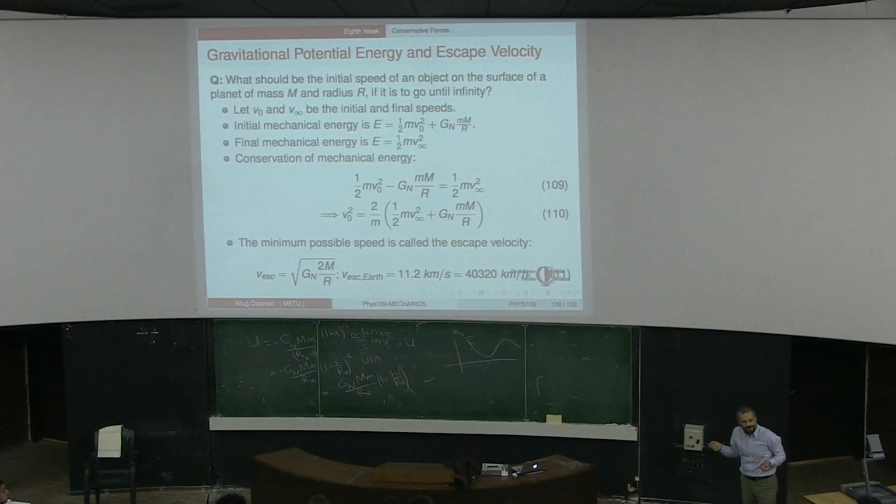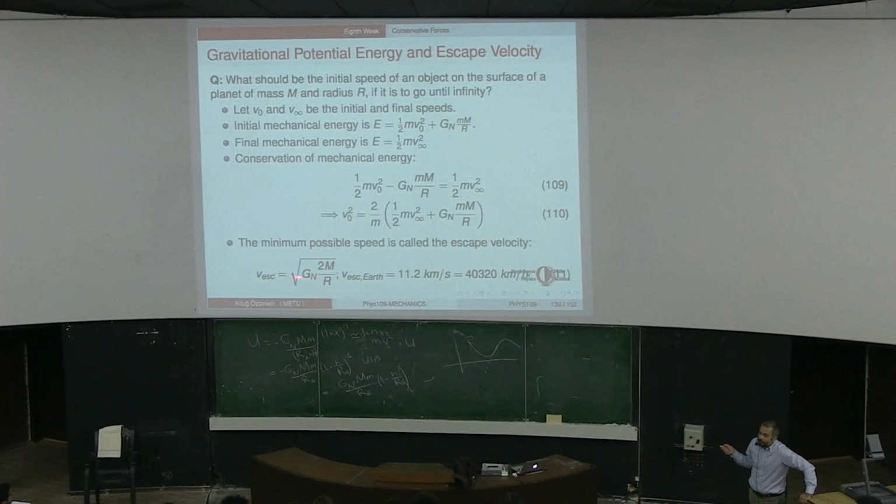Okay, you look at this expression. If you increase the mass of the planet, the escape velocity increases, suppose that the radius is constant. Or if you look at the other extreme, you keep the mass constant, but decrease the radius. You are compressing your planet. Then the escape velocity increases.